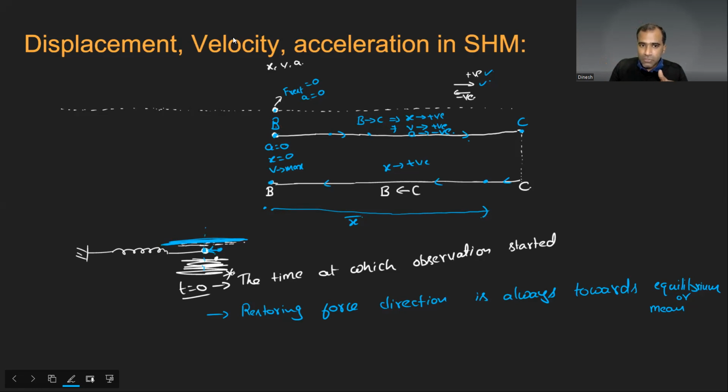Right now, what you're doing is, the particle goes from B to C, and then from C to B it goes. It keeps on going. Our analysis is from C to B now. It's not that it has started from C. Okay, so X is positive.